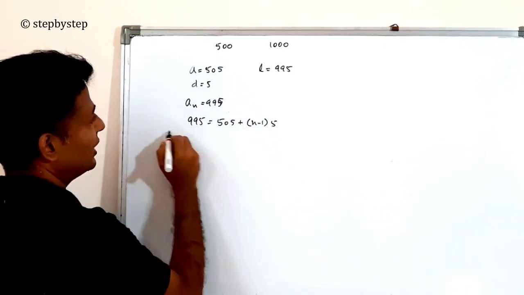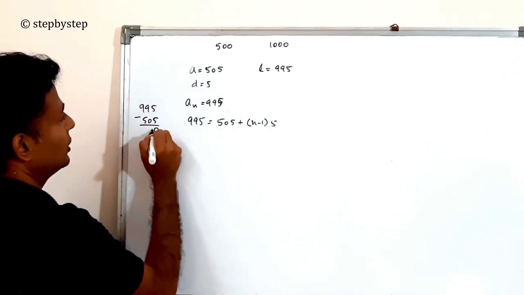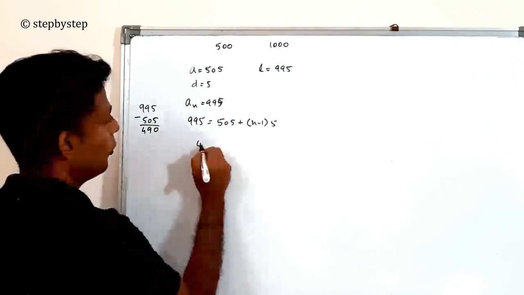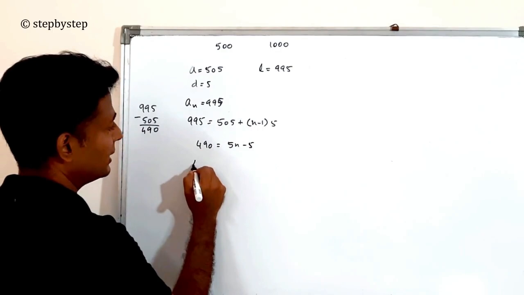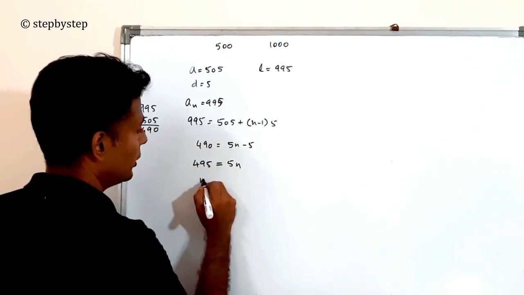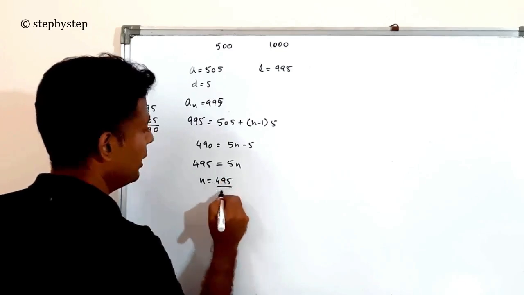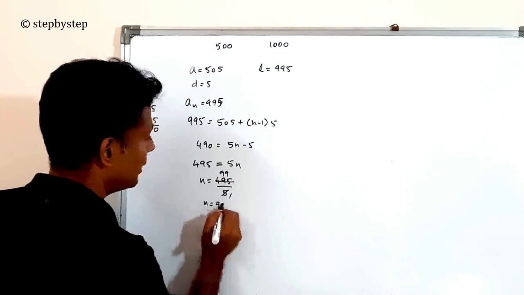So I'll transpose 505 on this side, it becomes 995 minus 505. So 490 equal to 5n minus 5. Minus 5 comes this side. So 495, it becomes plus 5 equal to 5n. So n equal to 495 by 5. So it becomes 99. So n is 99.